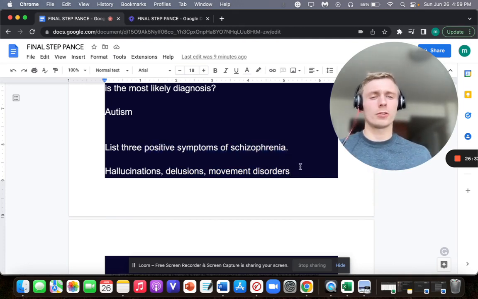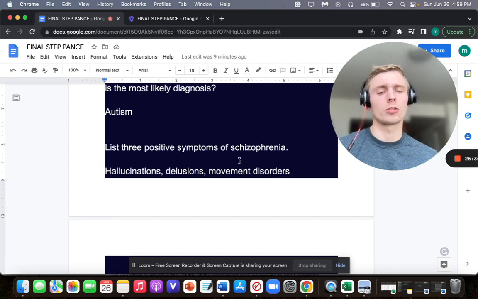And also for schizophrenia, what makes it a better prognosis or a worse prognosis? Do positive symptoms make the prognosis better, or do negative symptoms make the prognosis better for schizophrenia?